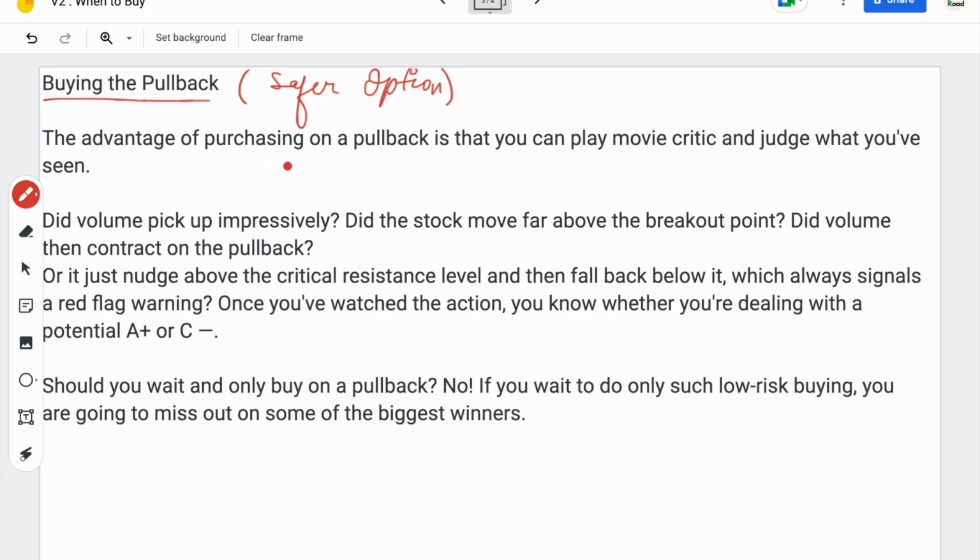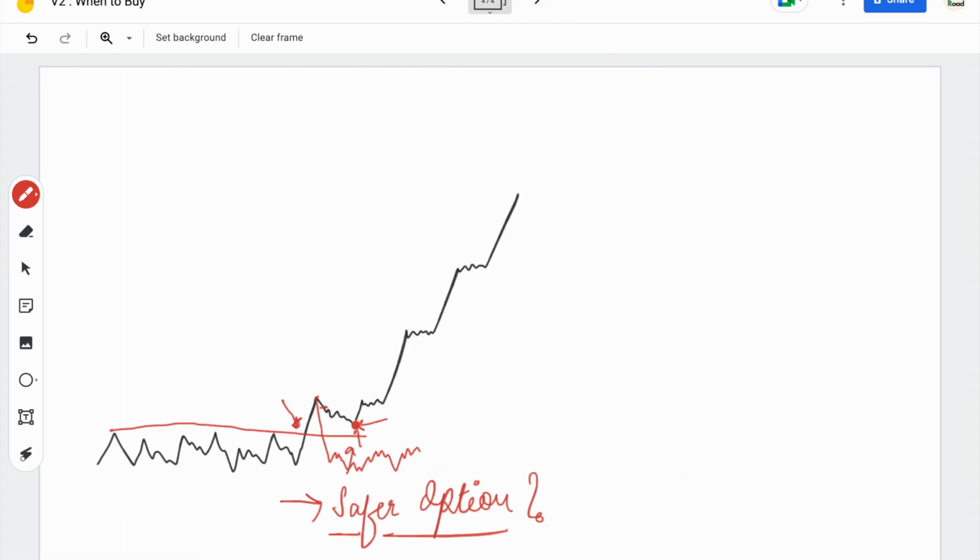The advantage of purchasing on a pullback is that you can play a movie critic, and judge what you have seen. Exactly what he's saying. Because when you buy here, you know the breakout, how was the breakout, right? If you just buy here and let's say it comes back down, you never got the chance to judge here, right? You cannot judge here how the breakout is going to turn up. But at this point, sitting here, you can see how the breakout was and how the pullback is happening.